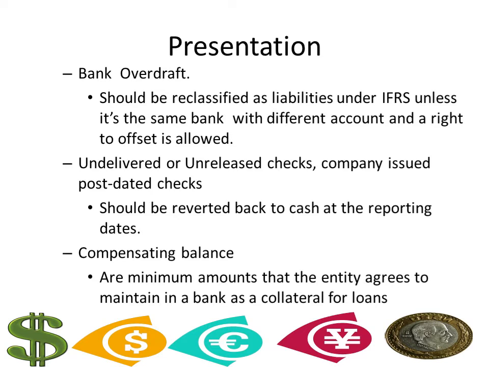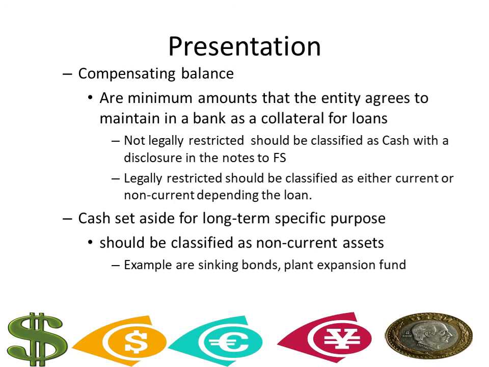Now, we also have compensating balance, because there are certain bank loans that need to have a collateral of another deposit, and these are what we now call our compensating balance, or the minimum amount that the entity agrees to keep in the bank as collateral for loans. But take note, compensating balance has two kinds. Normally, if it's not restricted, it should be classified as cash and cash equivalent. But we have to disclose in our notes to financial statements that these are compensating balance.